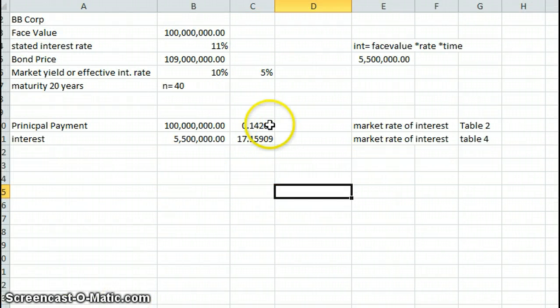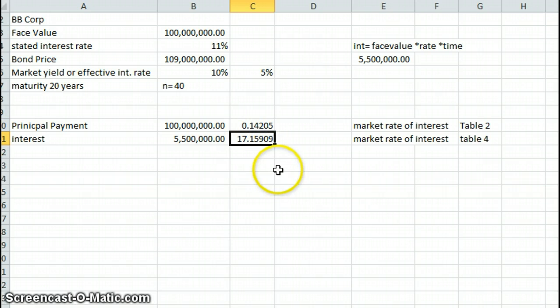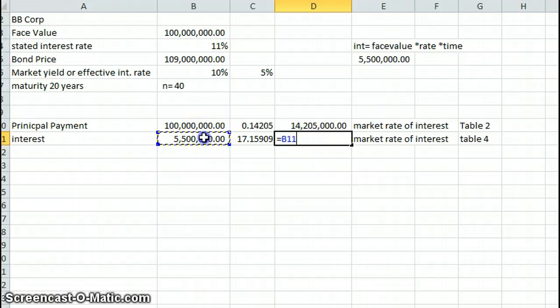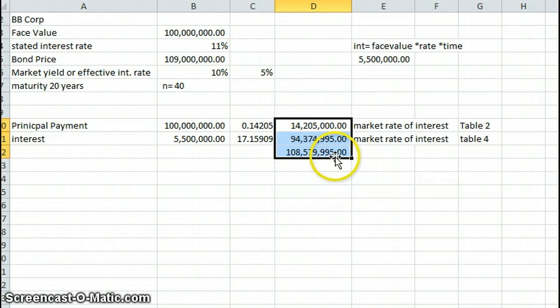So we now have the factor for both the principal payment and the interest payment. The principal payment factor is very small because it's only being paid once. The interest payment factor looks much larger because it's being paid 40 times. So that's the difference with the factors. We'll now multiply the principal payment times its factor. And we'll do the same thing for the interest. We'll multiply the interest payment times the present value factor. And then we'll add those two numbers together. And we'll get $108,579,995.